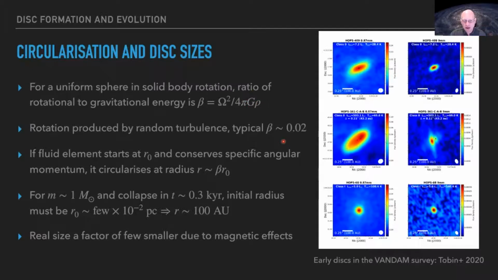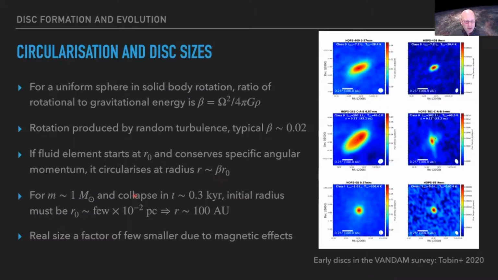And it turns out that if the rotation comes from random turbulence, you can show both statistically and numerically that the typical value of this beta is of order a few percent. And if we further hypothesize that the gas collapses in a way that conserves angular momentum, what that means is that if a fluid element starts at some initial radius r0 and then conserves specific angular momentum as it falls in, it will circularize and go into a disk at a radius of order beta r0.